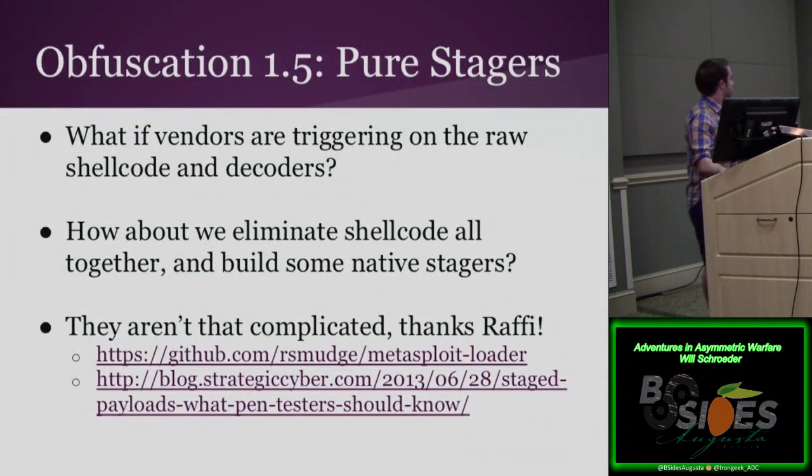One of the next things our thought process went down was: what if vendors were triggering on the raw shellcode and the actual decoders, whether in C or in Python? Then what if we just eliminated the shellcode altogether and built some pure interpreter stagers? What these basically are is the logic from shellcode that you get from MSFvenom. You take that logic and translate it to a higher level language, and you get an interpreter stager that does not rely on shellcode generated by the framework.